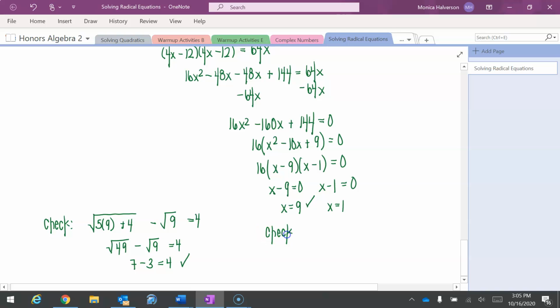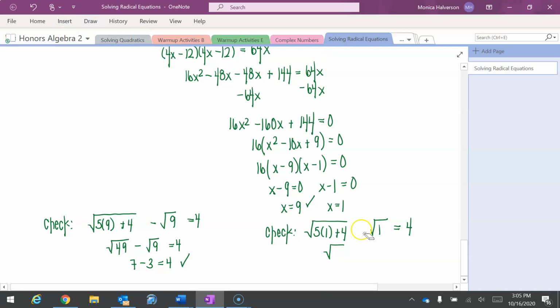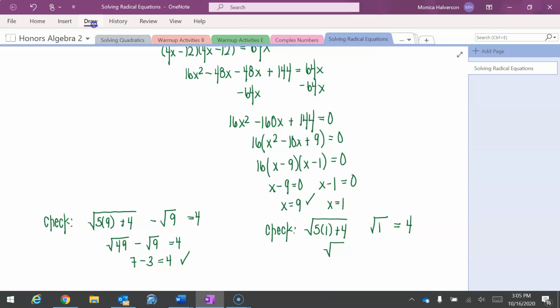Let's check 1. The square root of 5 times 1 plus 4 minus the square root of 1 equals 4. So the square root of 9 minus the square root of 1 equals 4. Does 3 minus 1 equal 4? No, this is not true. So this is an extraneous solution.